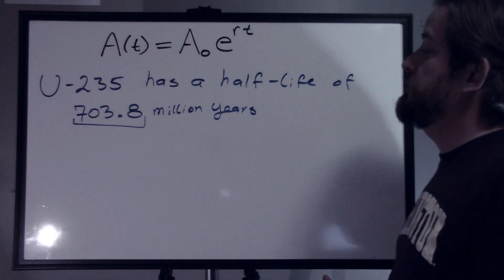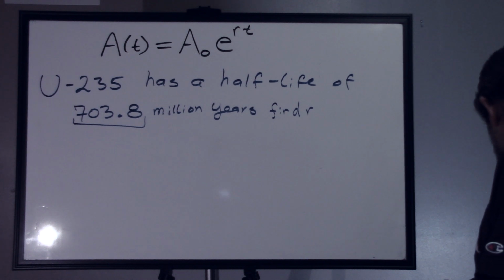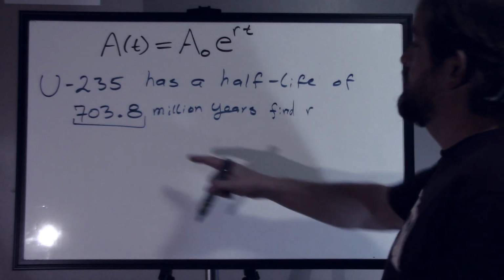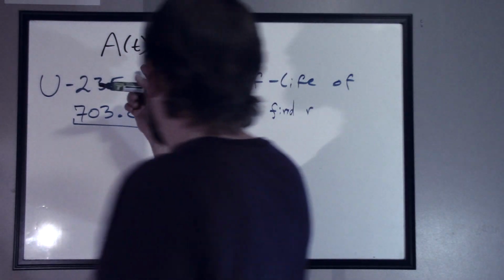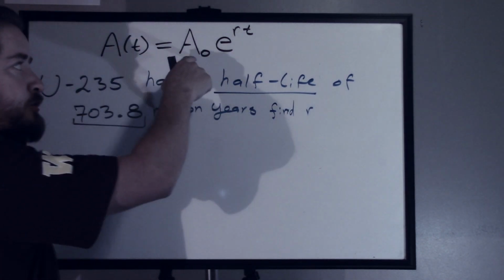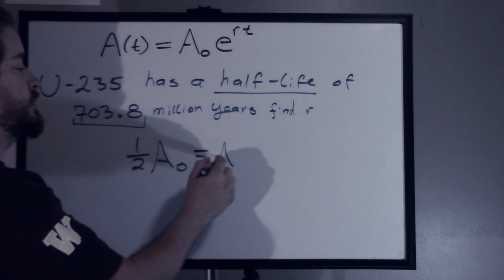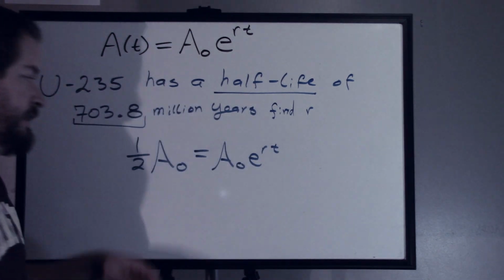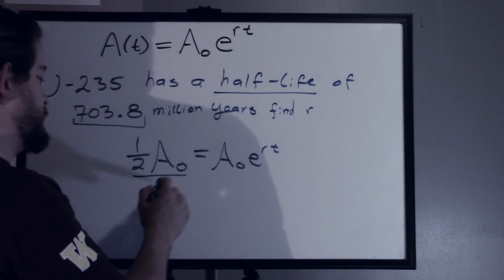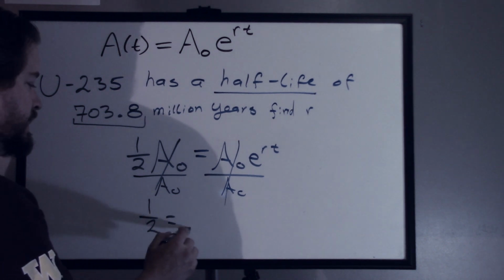So if it has a half-life of 703.8 million years, I want to find R, again based on that 703.8 million years. So, since we're talking about a half-life, the amount that I have after this 703.8 is half of what I started with. So I can write that as 1/2 of the initial amount. That's equal to the initial amount multiplied by e to the RT, and you can see here why it doesn't matter how much we have, because mathematically if I divide both sides by A0, it disappears. So my equation simplifies down to 1/2 equals e to the RT.